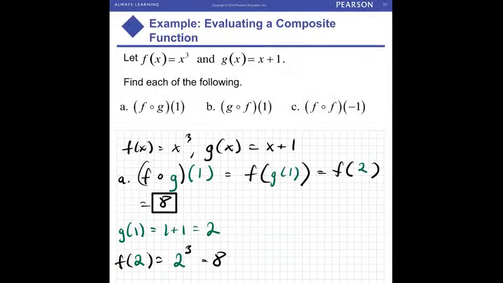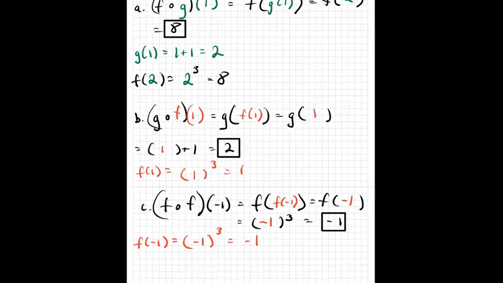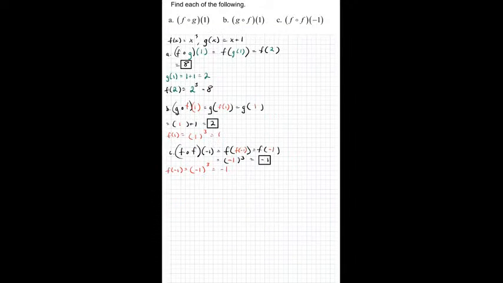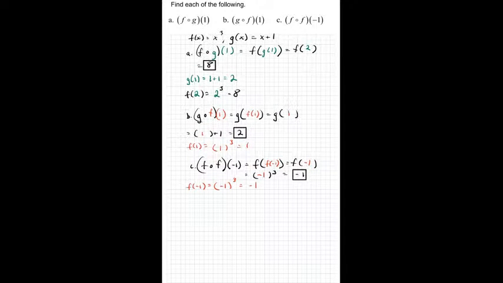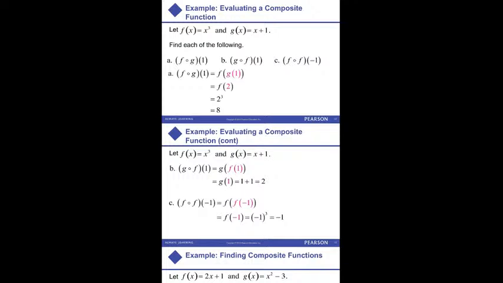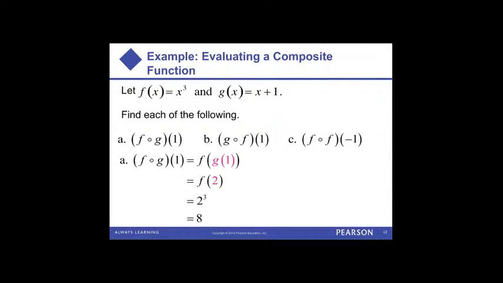Let's see, how do we do it? Let me get this on one page. So there's an 8, there's a 2, and our negative 1. Those are the same results that we got.